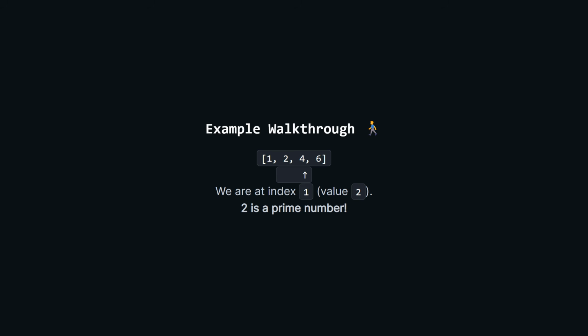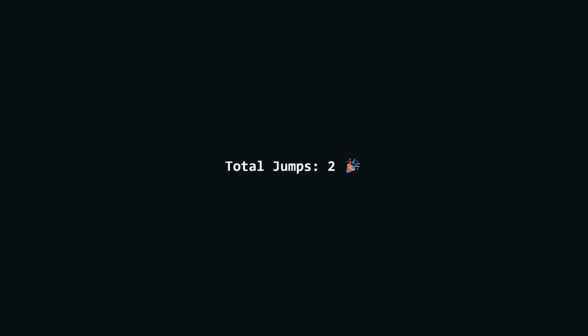The value here is 2. 2 happens to be a prime number. Since 2 is prime, we look at the rest of the list. We see a 6 at the very end. 6 is divisible by 2, so we can just teleport straight there. That's jump number 2, and we've reached the end. So the minimum number of jumps to reach the end for this example is 2.